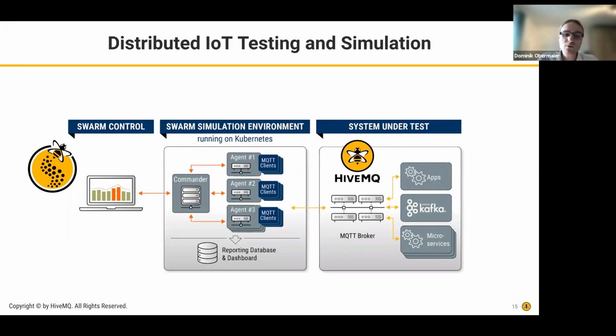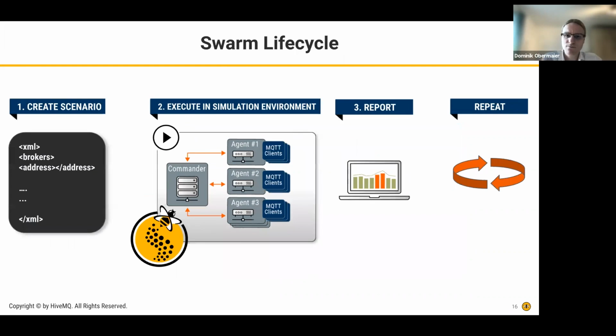And then there's a built-in reporting database and a dashboard available. But you can also integrate it neatly and nicely into your centralized infrastructure. So if you have already a Prometheus, if you have a Grafana or InfluxDB or anything else, Swarm can integrate with that very nicely. And then there's Swarm control. It's usually your machine. This can be your continuous integration server like Jenkins or something else. This is really something you test your commander against.